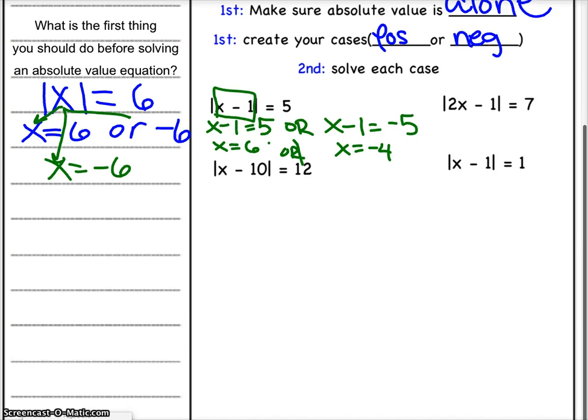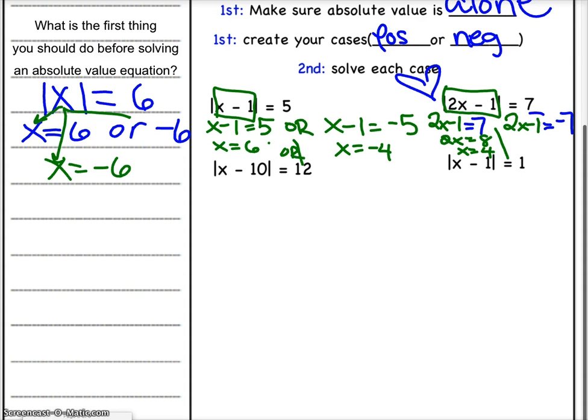Okay, so again, absolute value means distance from 0. So in this situation, I'm saying what is 7 away from 0? I know that 7 is 7 away from 0, and I know that negative 7 is 7 away from 0. So what I want is for what's inside there to equal 7 or negative 7. Add 1. Now I solve both cases. Add 1. Divide by 2. So x can equal 4. Add 1. Divide by 2. Or x can equal negative 3.